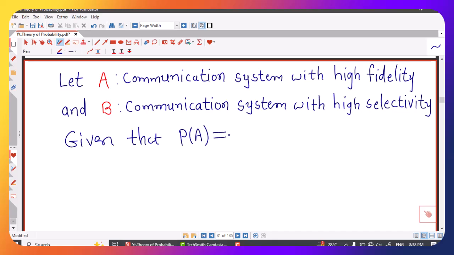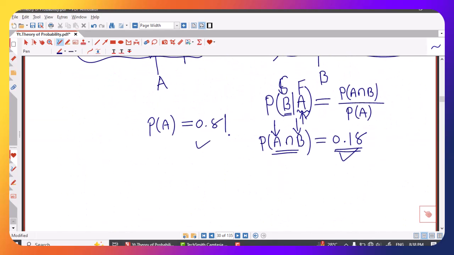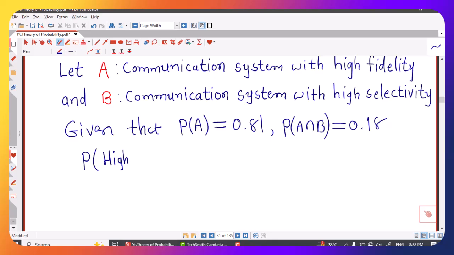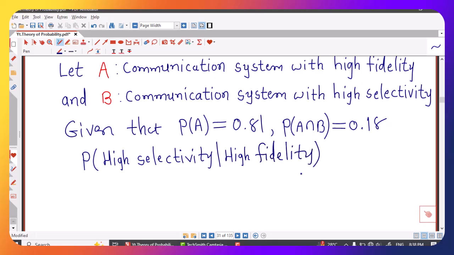Then we write whatever is given: the probability that the communication system will have high fidelity is 0.81, and the probability that the system will have high fidelity and high selectivity is 0.18. Now we have to find the probability that the system will have high selectivity given that the system has high fidelity. This we are asked to find out.